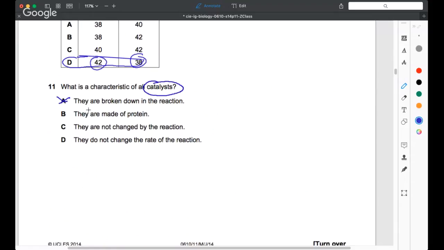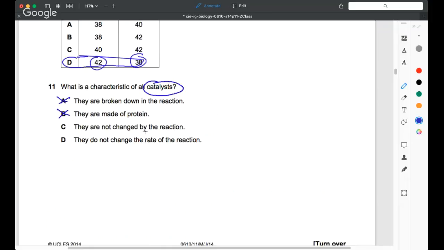They are made of protein. So the catalysts in the cell are enzymes. But this just asks us about catalysts. Catalysts are used in the chemical industry all the time. For example, a catalytic converter in a car does not use proteins, but it does have a catalyst in. So they're not all made of proteins, so we can rule out B.